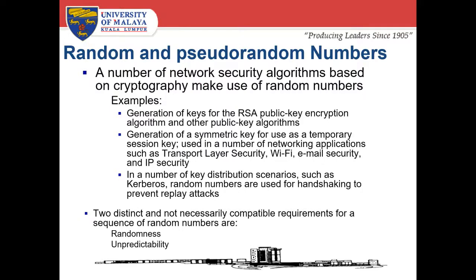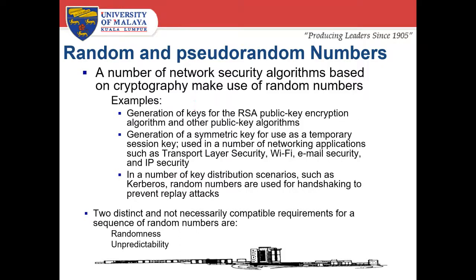Okay, now we go to random and pseudo-random numbers. There are a number of network security algorithms based on cryptography that make use of random numbers. Random numbers are widely used in cryptography, though they are not really random, because they have a mathematical distribution with some pattern, but it's really difficult for a human, even a computer, to calculate or predict what the next random number will be.